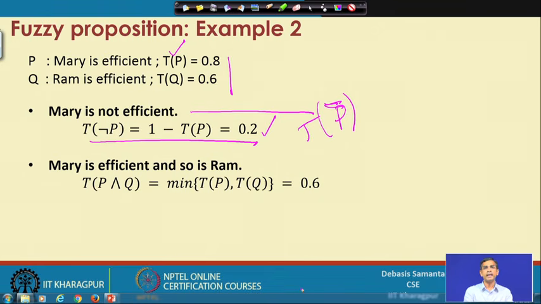Now, we can also state another proposition in terms of P and Q, the given propositions. Let the proposition be Mary is efficient and so is RAM. That means Mary is efficient as well as RAM is efficient. In terms of P and Q, we can apply the AND operation to obtain the truth value of this new proposition P and Q, taking the minimum of the two values. So, it is basically the minimum of 0.8 and 0.6. This is the resultant value of the new proposition P and Q, and its truth value is 0.6.